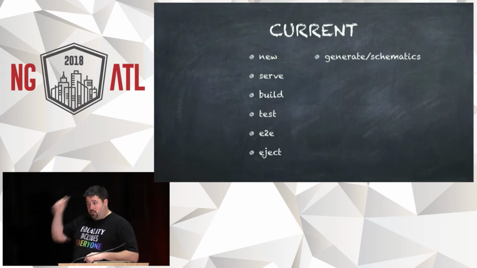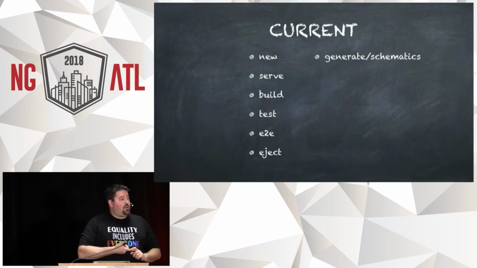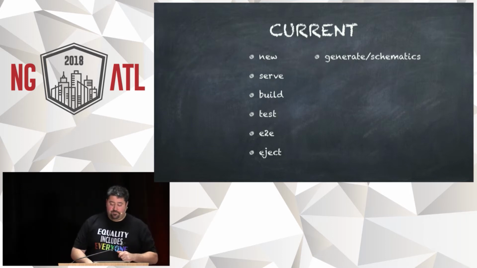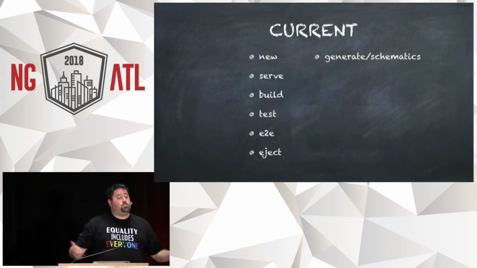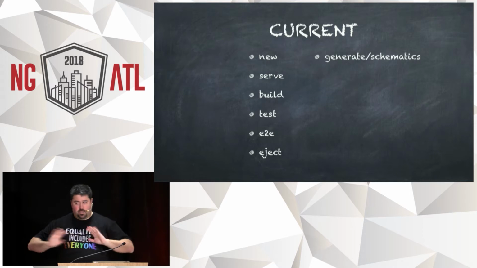Schematics and generate. So you can generate different things within your application. And that's now being done through a tool called Schematics, which you heard Brad mention earlier today. We're going to dive a little bit deeper into that today. But you can scaffold different things within your application, so whether or not you need a new component, a service, a directive, pipe, class, interface, a bunch of them.